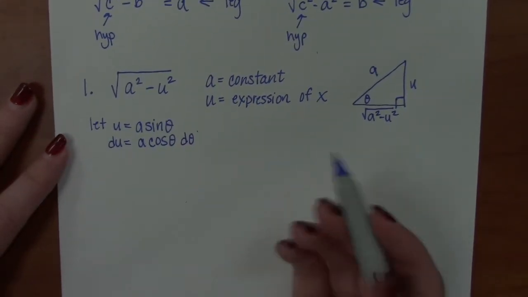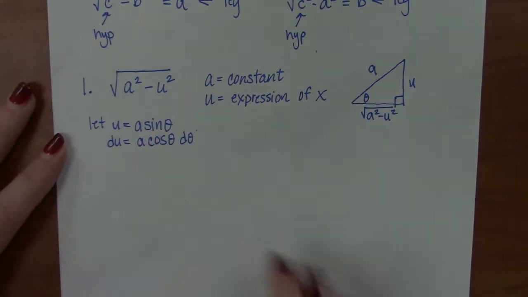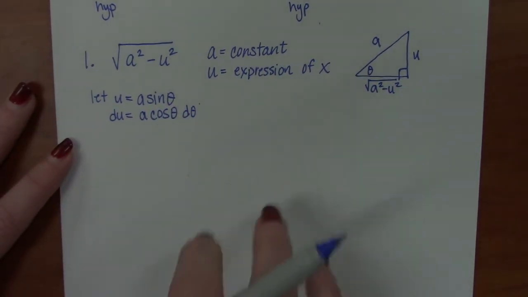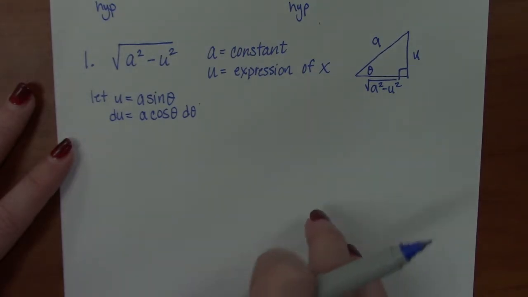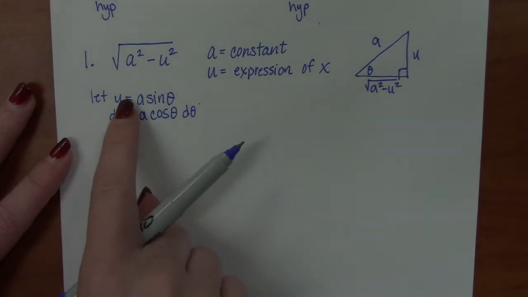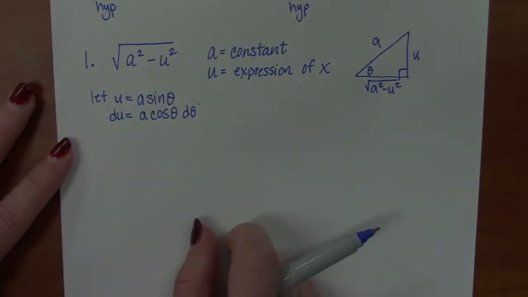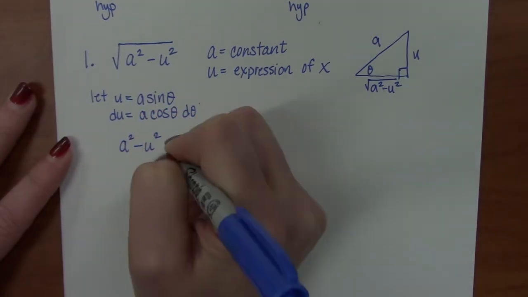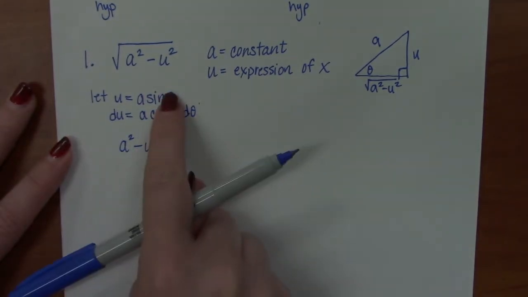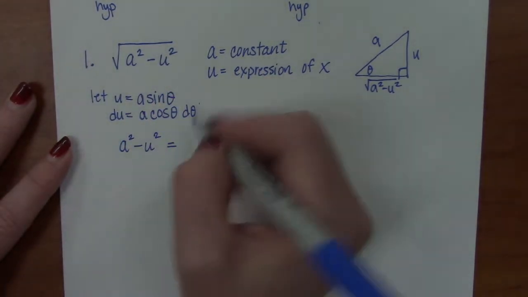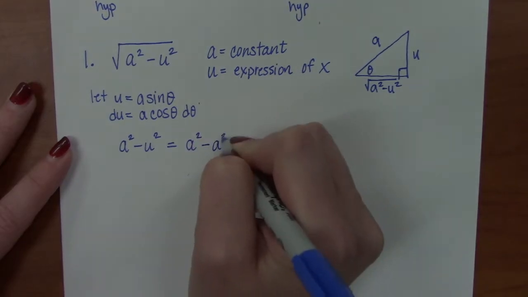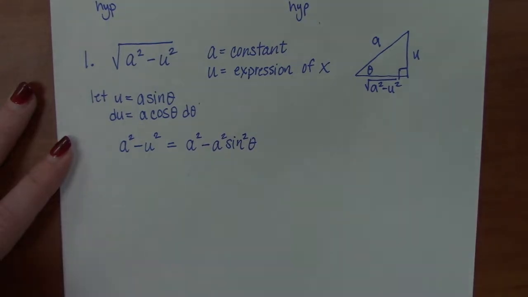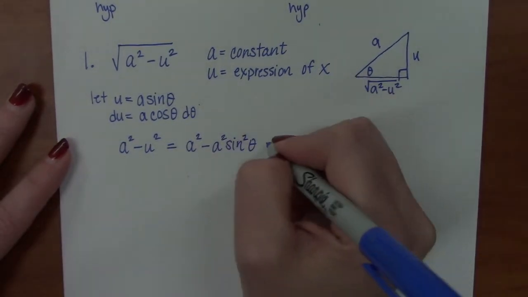And then we would want to replace the radical itself. You do not have to do this math on a problem. I'm going to show you where it comes from, and I will allow you to just recognize where the radical should come from. So if you substitute these elements inside the radical, it's going to turn into a Pythagorean identity. If you look at a squared minus u squared, and I replace u with a sine theta, now our expression becomes a squared minus a squared sine squared theta. You can factor the a squared out front.